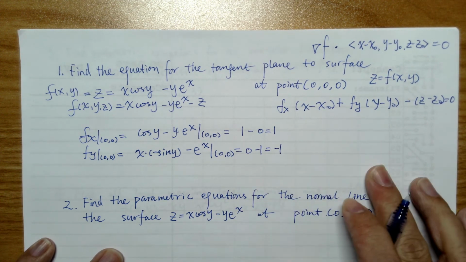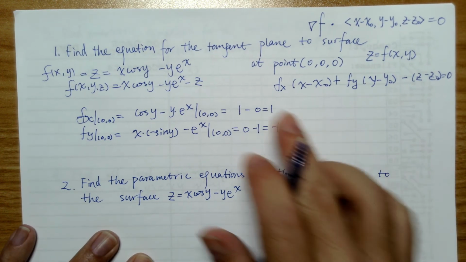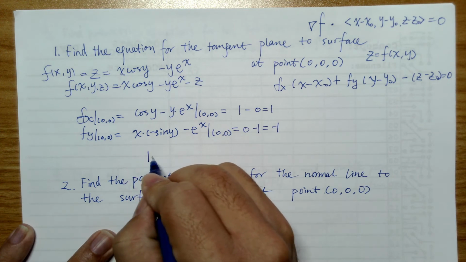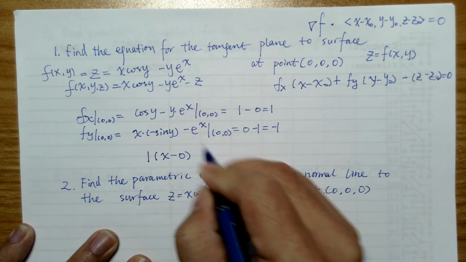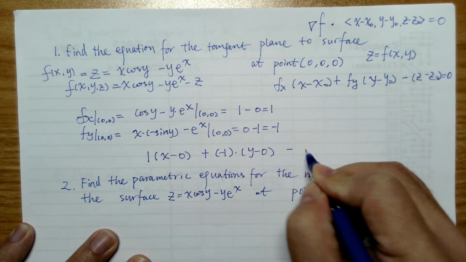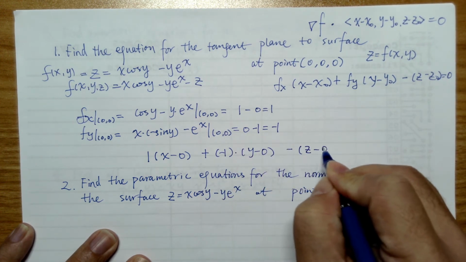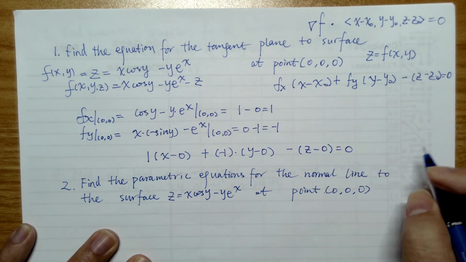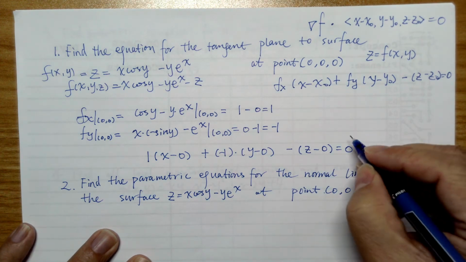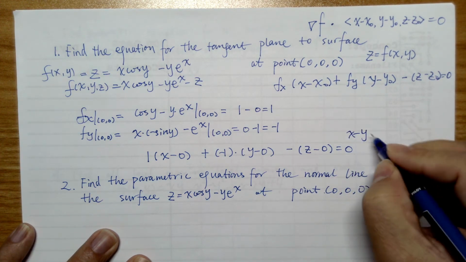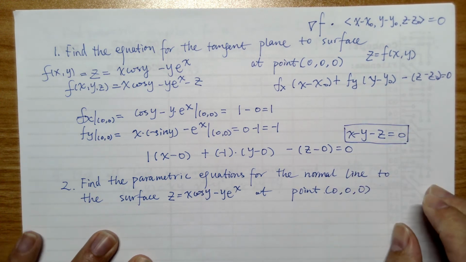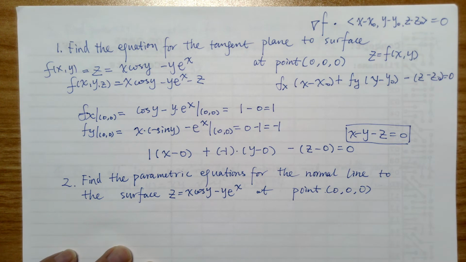With this, we can easily figure out the equation for the tangent plane, which is 1 times x minus 0, plus -1 times y minus 0, minus z minus 0. And as you can see, what you get is x minus y minus z equals 0. That is the equation for the tangent plane. So it's super simple.